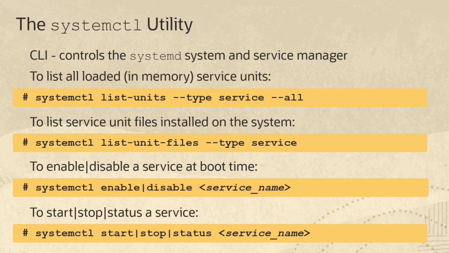Use the systemctl list-unit-files command to list unit files installed on the system. Use the systemctl command to enable or disable a service to start at boot time. Use the systemctl command to start or stop a service. You can also use the systemctl status command to show runtime status information about one or more units, followed by the most recent log data from the journal.